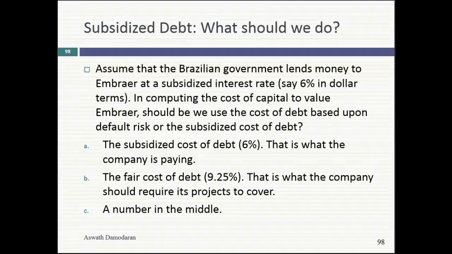So my question is a pragmatic one. You're sitting there valuing Embraer. You need a cost of debt for your cost of capital calculation. Half your debt comes from the government at a 6% rate. Can you use that as your pre-tax cost of debt? Can is a weak word. Of course you can. Let's carry through. What will happen if you use that as your pre-tax cost of debt? Your cost of capital is going to be lower, and your value as a firm is going to be higher.